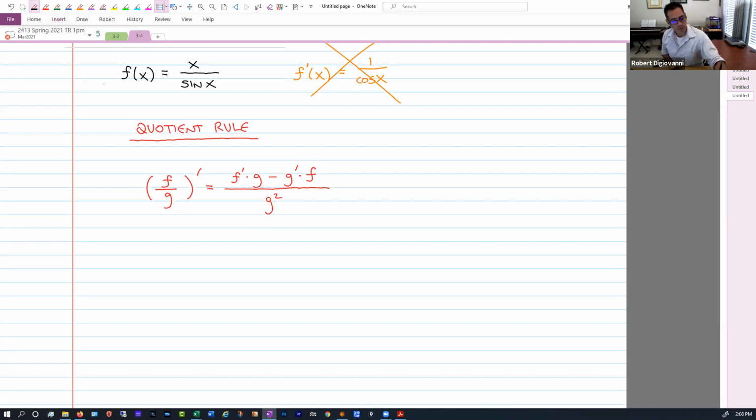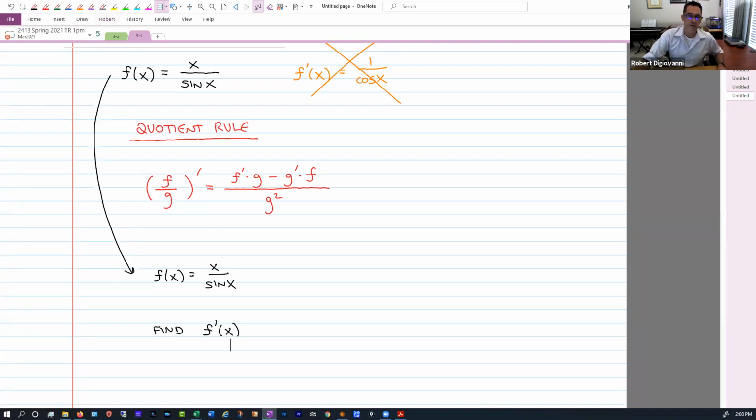So let's do this problem. Let me let you try and do it first. Why don't I give you a minute to see if you can find the derivative of this? Take f of x equals x over sine x, and I want you to find the derivative of it. I'll give you 2 minutes, and I'll do the poll again when you're done. Go ahead and say you're done.